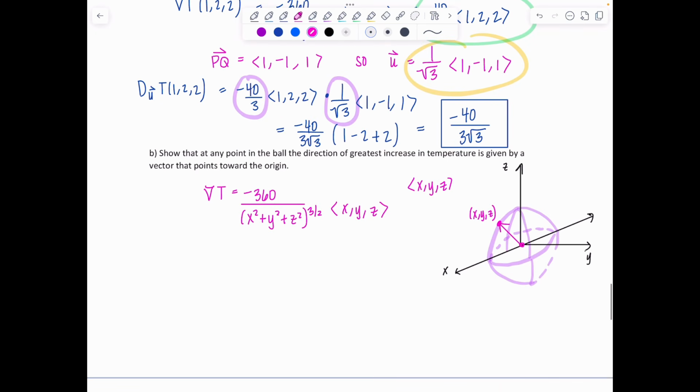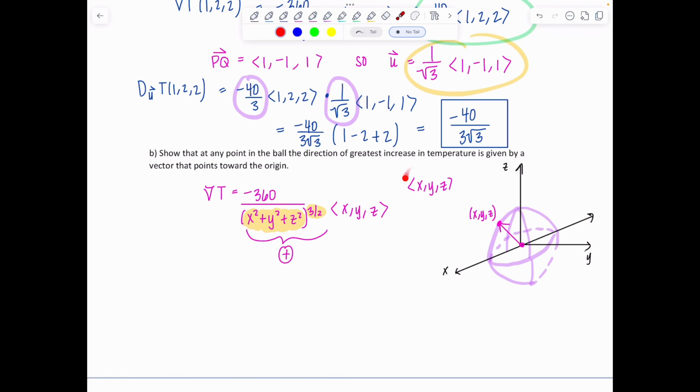Okay, when I evaluate this at some point, x squared plus y squared plus z squared to the 3/2, that's not going to be negative. That's a positive quantity. So basically what I have is negative 360 divided by some number times xyz. What is the direction of this vector?